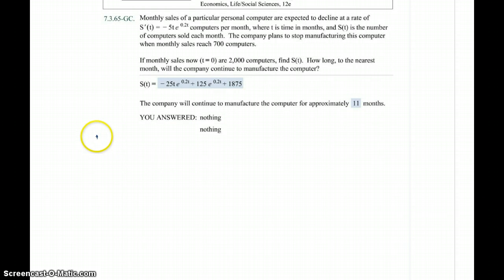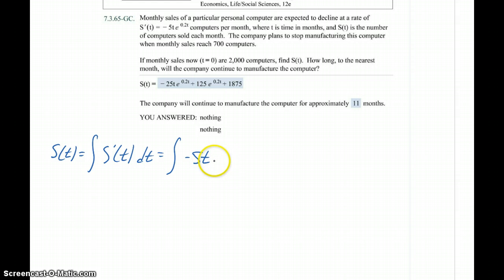So in order to find that, we're going to integrate S prime of t, which will be the integral of negative 5t e to the 0.2t dt. In this case, we're going to apply integration by parts since we have the product of two functions. We'll go with our algebraic expression as our choice for u, since our exponential is always going to be that last choice for u. So we'll let u equal negative 5t, which means du equals negative 5 dt.